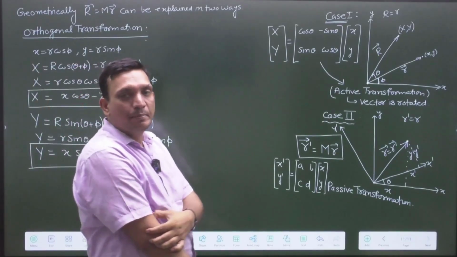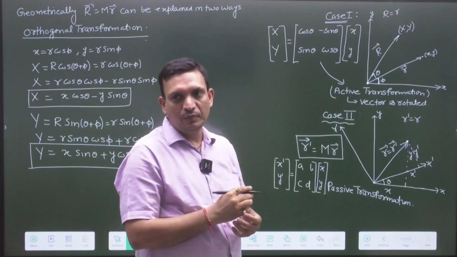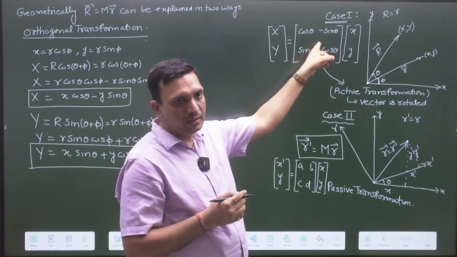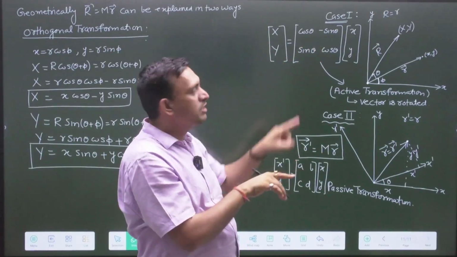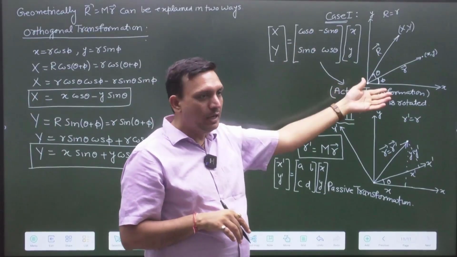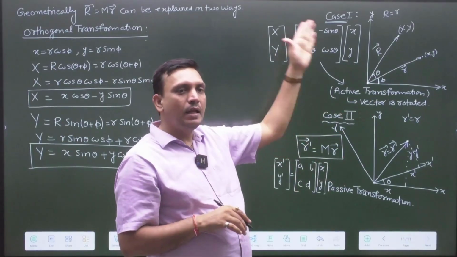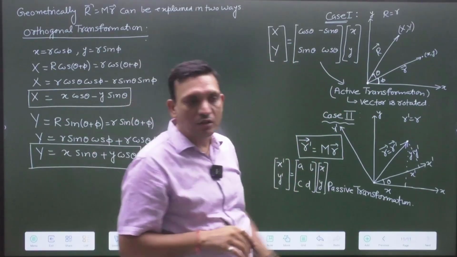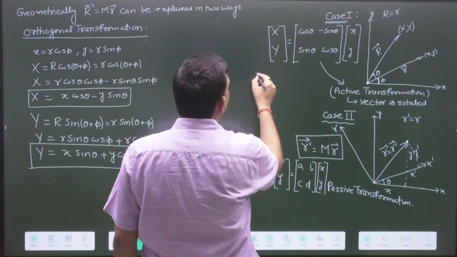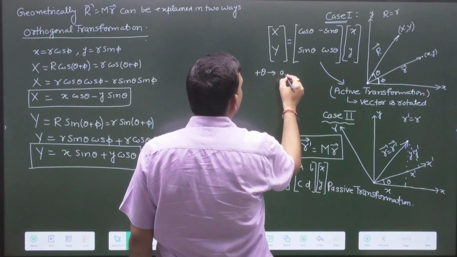So whenever some matrix is given and they ask you what active transformation it will take, you have to compare with this matrix. If you compare with this matrix, you will get the theta value, and if theta is positive, then you will say there is a rotation in the anti-clockwise direction. Positive theta means plus theta means anti-clockwise direction.